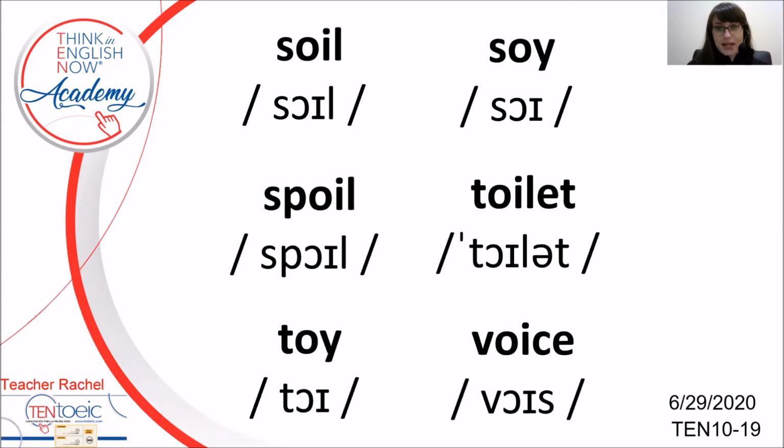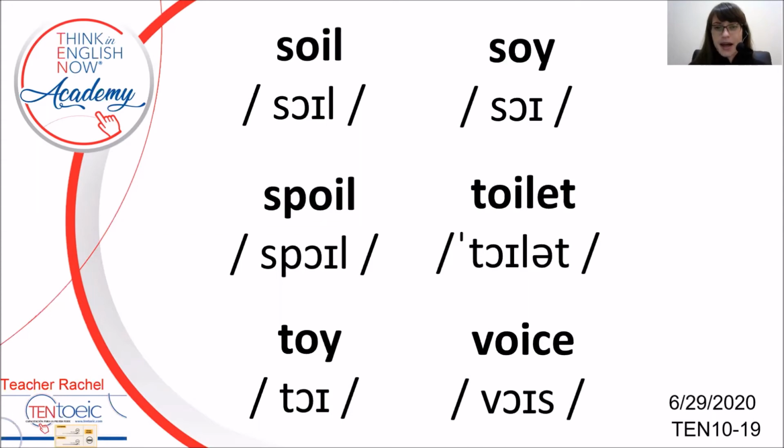Soy. This is a plant and it's something that we use to make different kinds of food. For example, soy sauce, we use this maybe in cooking, or soy milk. We get the type of milk from the plant. So soy is the type of plant.